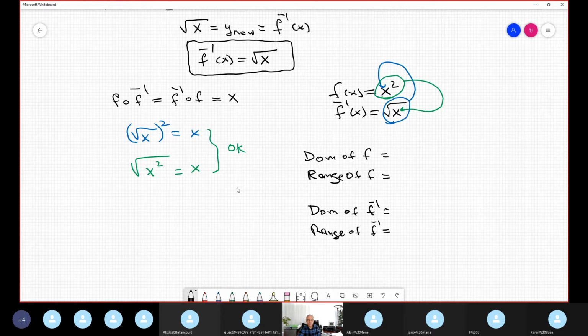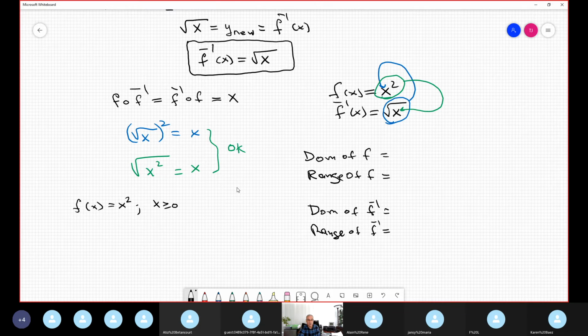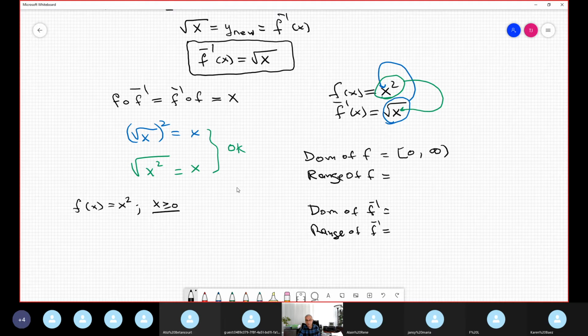What is the domain of f? Let me recall. The definition for my f was x squared, semicolon, x greater than or equal to 0. This is the domain. If you want to express it in interval notation, it is bracket 0, infinity. And this is exactly the same as the range of the inverse. You copy and paste here, because it's the same.